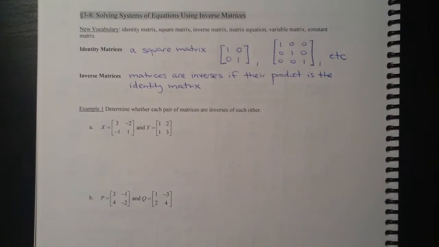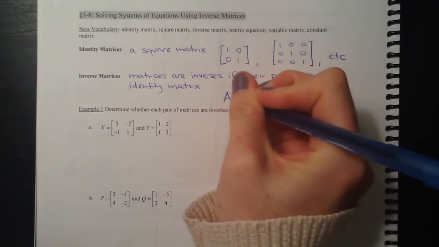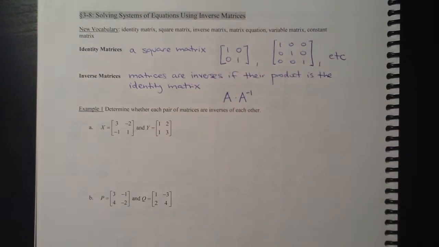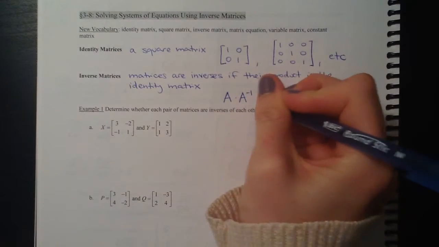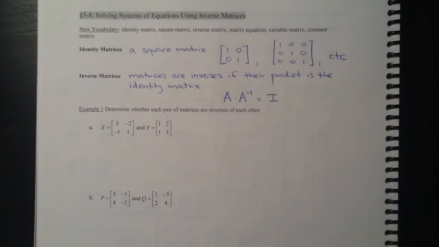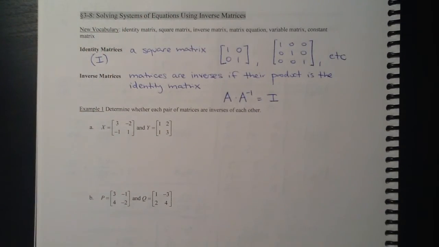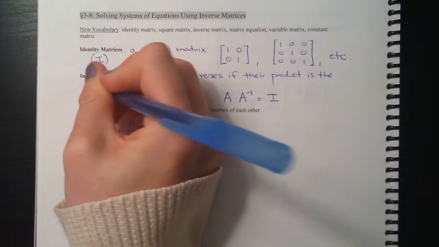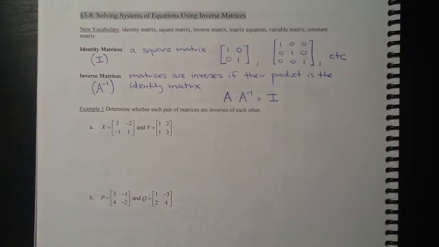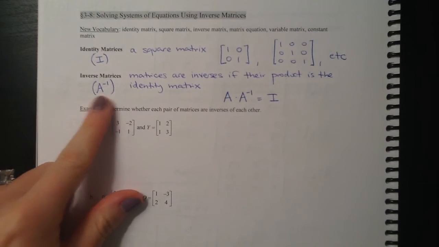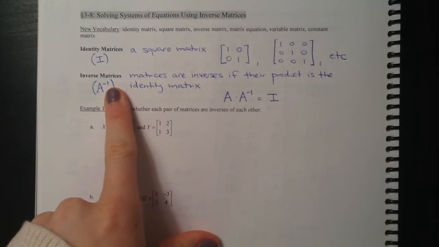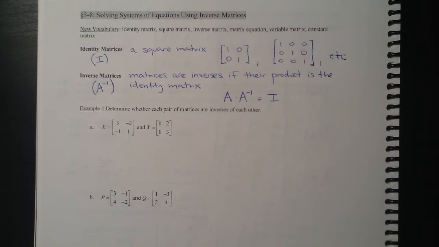So for example, we would say that A times A inverse, that's just the notation we use for an inverse matrix, equals I, and we use I for the identity matrix. Anytime you see a capital I, it's talking about the identity matrix. And anytime you see A with that little -1 superscript, that's the inverse matrix. It could be a B inverse, C inverse, etc. It's that little superscript that means we're talking about an inverse matrix.